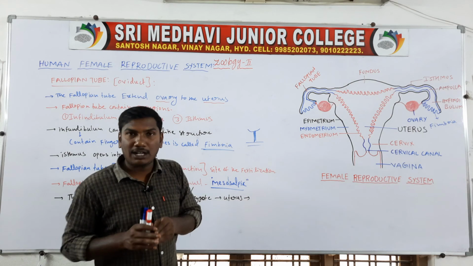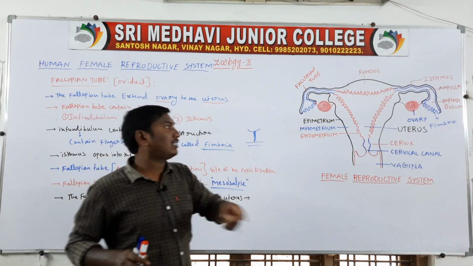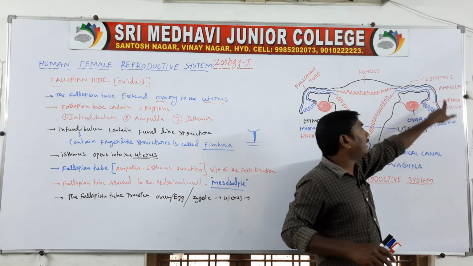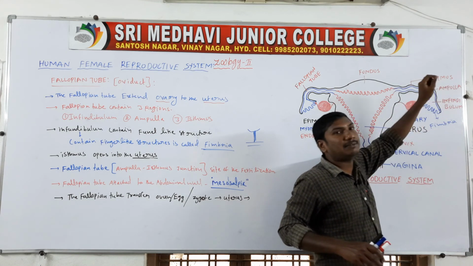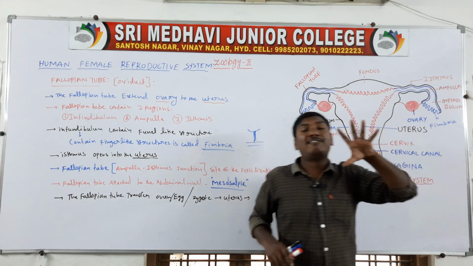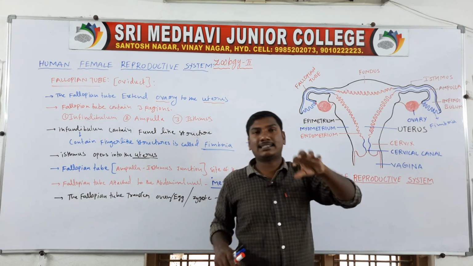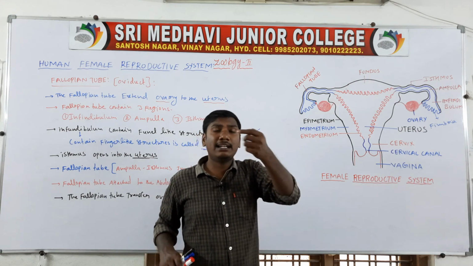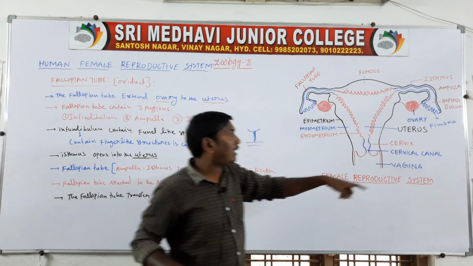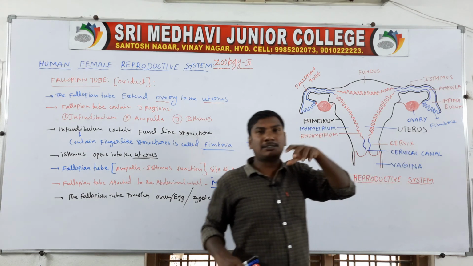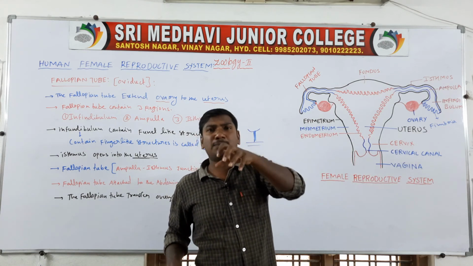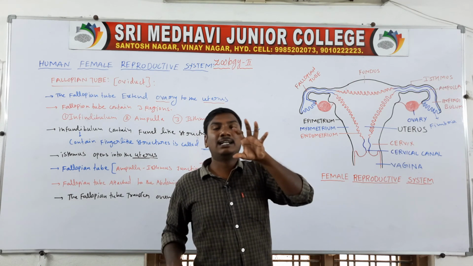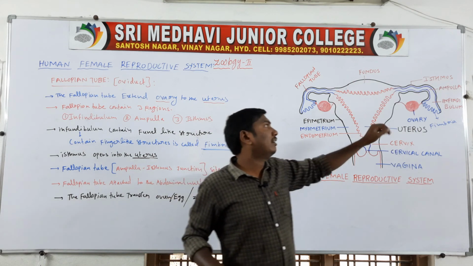Next one, the fallopian tube contains 3 regions. First one, infundibulum. Second one, ampulla. Third one, isthmus. The infundibulum contains funnel-like structures, which have finger-like projections called Fimbriae. They help in the collection of ovum. After ovulation, the ovum is released, and the Fimbriae help collect it.